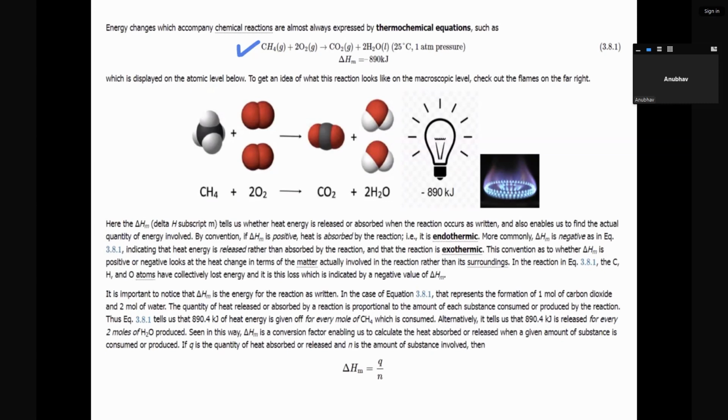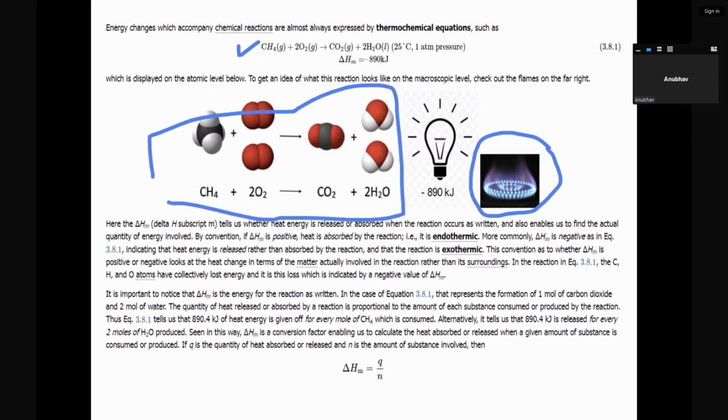Now, if we demonstrate the reaction on the atomic level, we get an idea what this reaction looks like on the macroscopic level. So we will check out the flame on the right hand side, which is the macroscopic level, and this one is the microscopic level. Here CH4 is this molecule, with one carbon and 4 hydrogen atoms attached to it. We have 2 moles of oxygen molecules, O2. And this methane molecule is tetrahedral in nature.